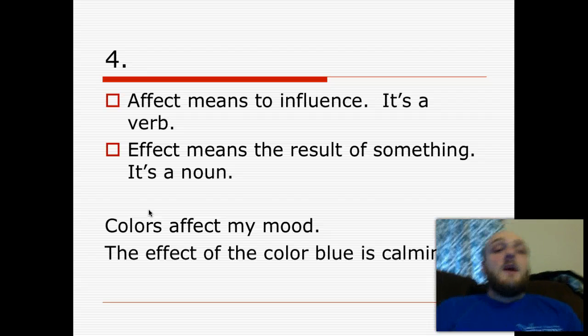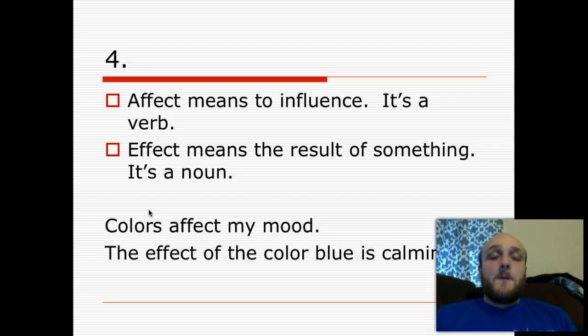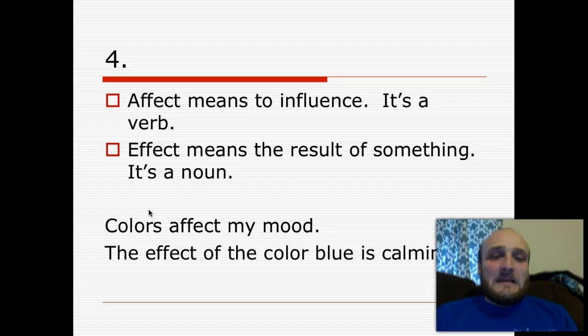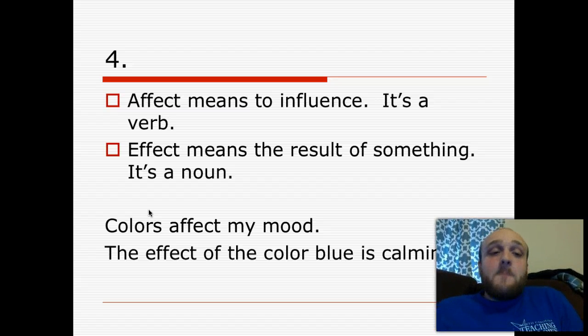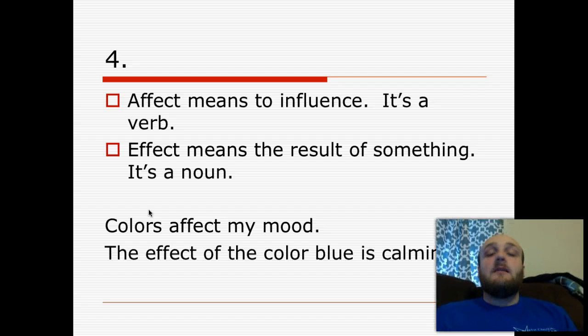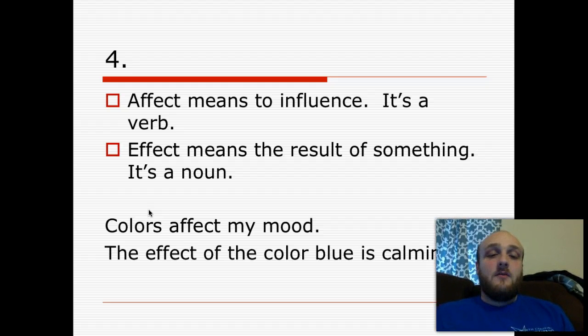Number 4, affect and effect. Okay. Affect with an A means to influence. It's also a verb. Effect is not a verb. It is a noun. It means the result of something, okay?